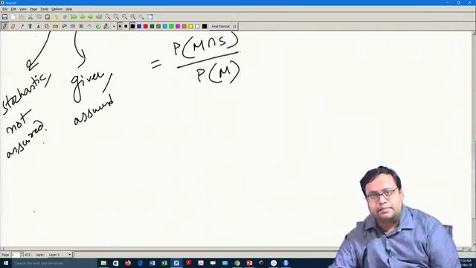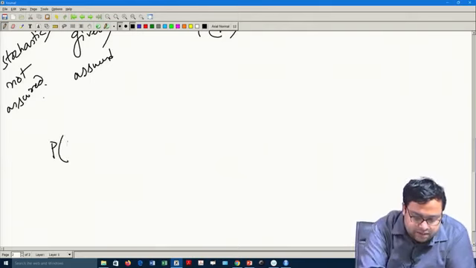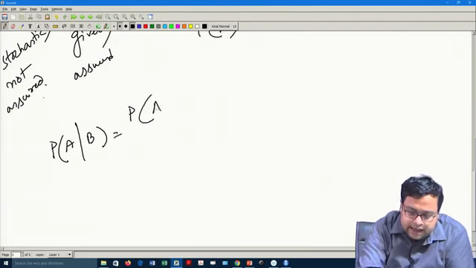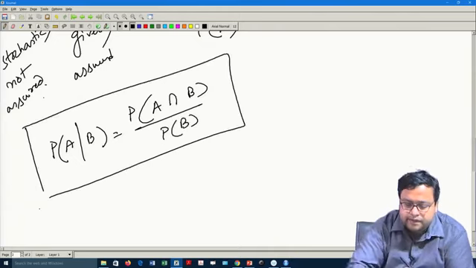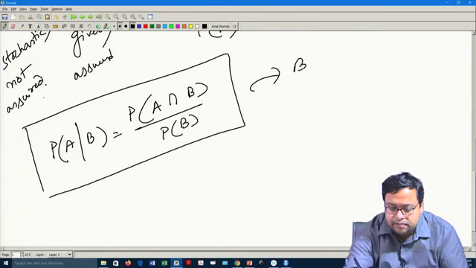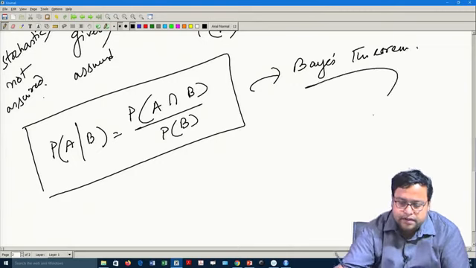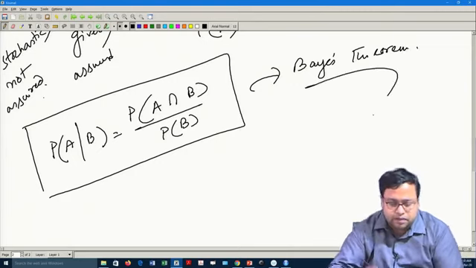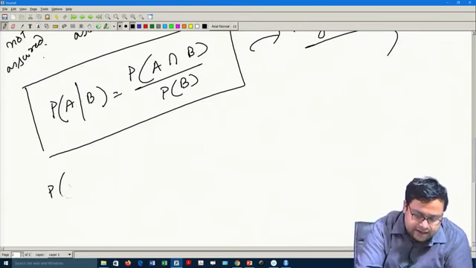Using this similar thing, there is something called Bayes theorem, which is P of A and B by P of B. This is called Bayes theorem, and this is something that we will use here. Before I go ahead with Bayes theorem, we will do a little bit of maths on this particular formula.